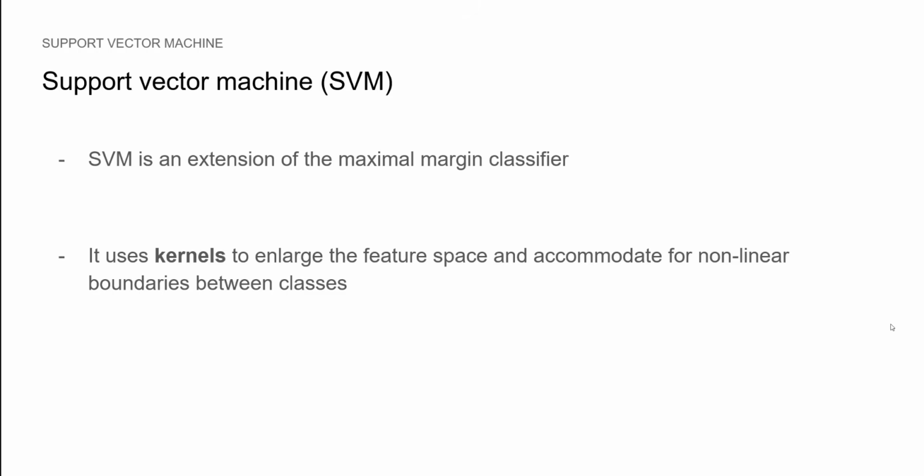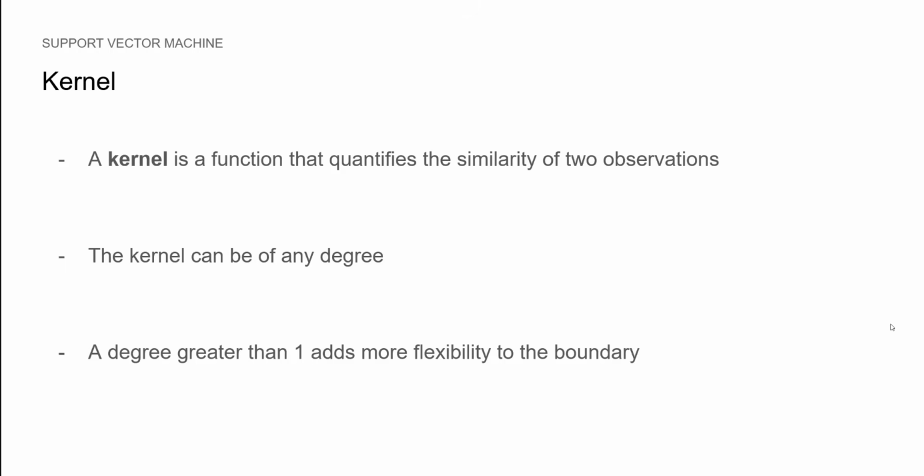As I mentioned, SVM is simply an extension of the maximal margin classifier. This time it uses kernels to enlarge the feature space and accommodate for nonlinear boundaries between classes. A kernel is simply a function that quantifies the similarity of two observations. The kernel can be a function of any degree, but of course, if the degree is greater than 1, then we add more flexibility to the boundary.